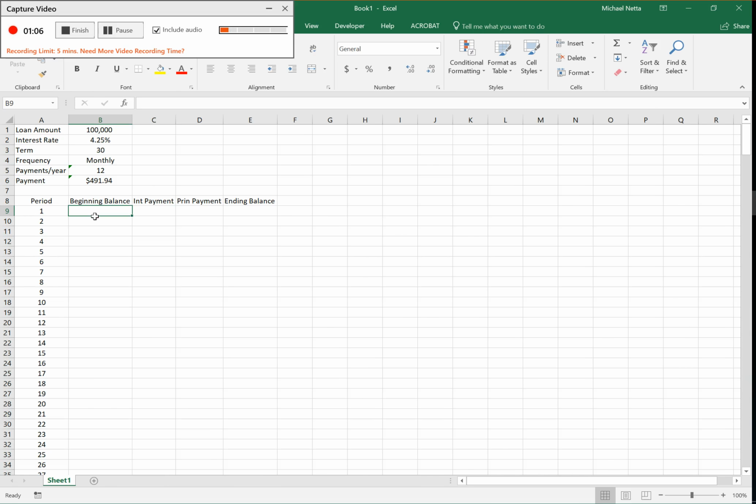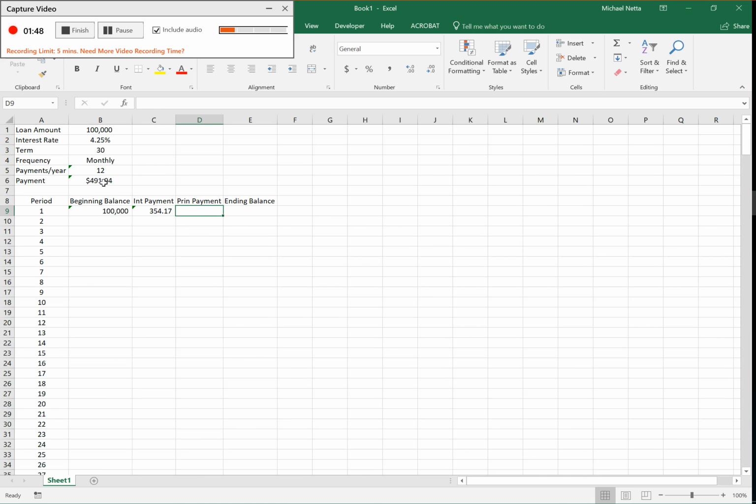The beginning balance for period 1 is the money that's lent to you by the lender. In this case, it's $100,000. The interest payment is calculated by taking the beginning balance and multiplying it by the interest rate divided by 12. It's the interest rate divided by 12, remember, because this is an annual rate. And if we hit enter, we can see that we are paying $354.17 in interest in period 1.